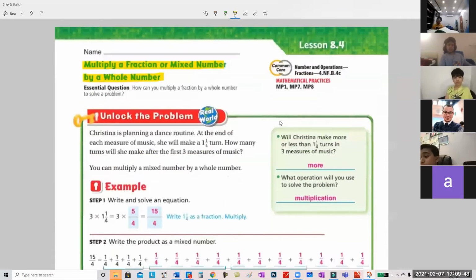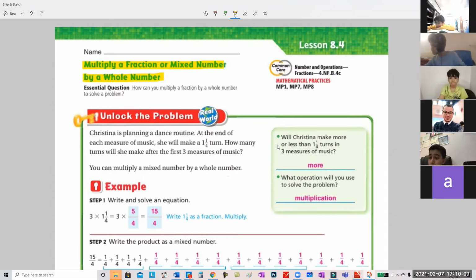Let's start. As I said before, today is about multiplying a fraction or a mixed number by a whole number, okay? As we all know, if you want to multiply a whole number by a fraction, it will be easy. But today, we're gonna multiply a whole number by a mixed number, and let's see how we can multiply it.